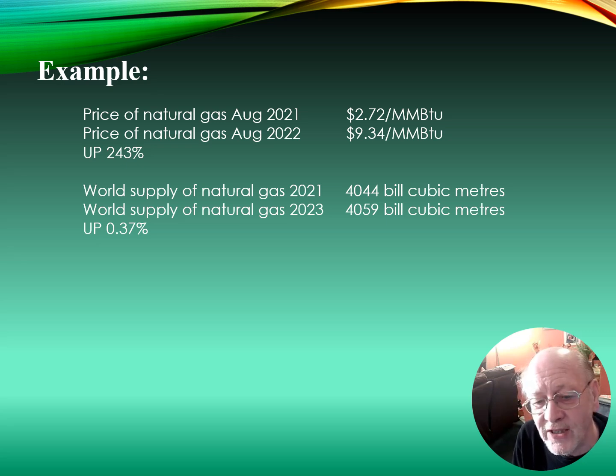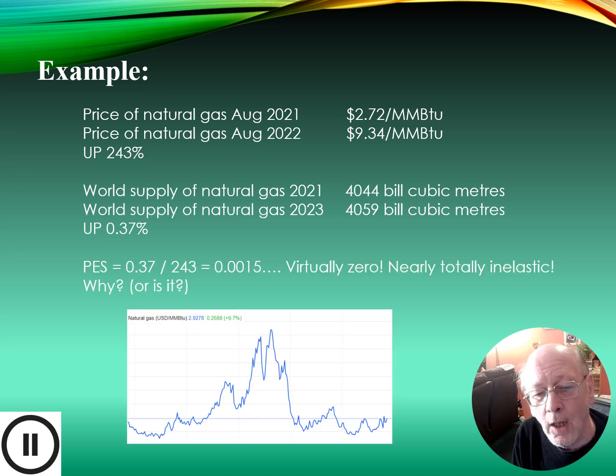calculate the price elasticity of supply. So if we have 0.37 divided by 243, we get a price elasticity of supply of 0.0015. So it's virtually nothing. So it's almost like that first diagram that we did for strawberries, almost completely inelastic.